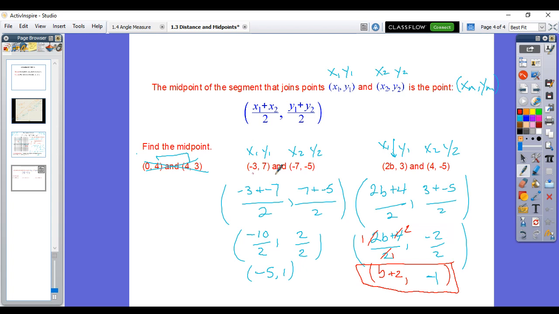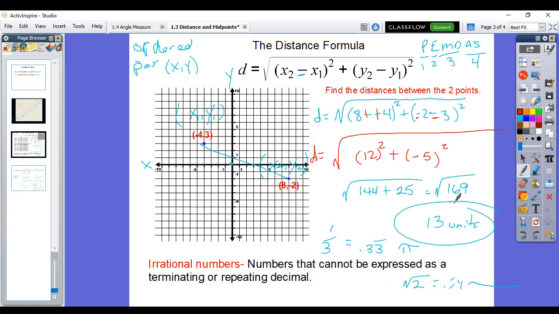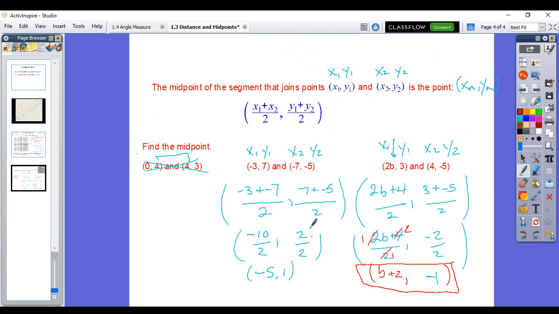But that's it. Our two things we talked about today is, of course, distance and the distance formula. This always tells you how far two things are by doing this formula. And the midpoint will always tell you the middle coordinate of two different points.